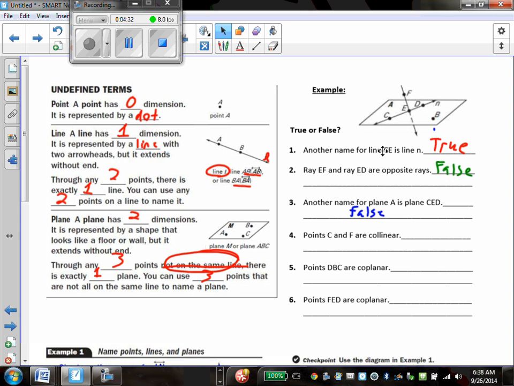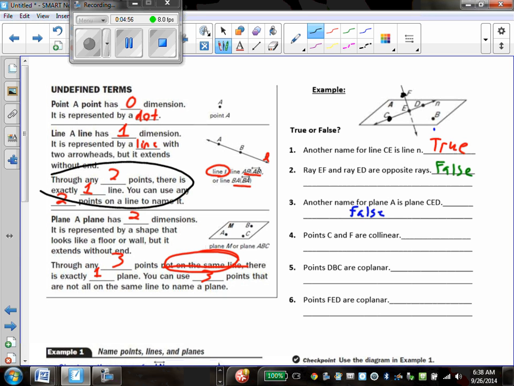Points C and F are collinear. Now, in my past experience, when I've asked this question to students, a lot of them have said that this is false. But it has to be true, because even though there's not currently a line between them, C and F are 2 points. And as we wrote over here, I'm going to refer to the left side of the sheet again. Through any 2 points, there's exactly one line, which means that we could easily create a line that went through F and C. So this one is true.